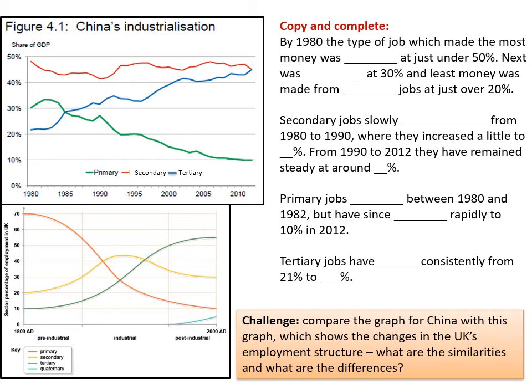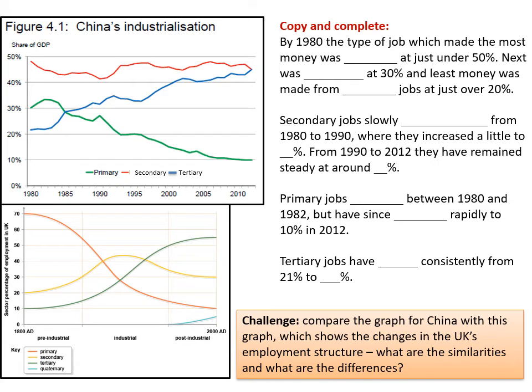Okay, so a little challenge as well. You should have completed that paragraph. If it's taken you a fairly short amount of time, then have a go at this challenge. If you have taken 15 odd minutes to complete that paragraph, then maybe skip this bit, move on. You can always come back to it later if you have time in this hour. So the challenge, to compare the graph for China, the one you've just been studying, with this new graph, which shows the changes in the UK's employment structure, meaning how the primary, secondary, and tertiary jobs have changed. You'll notice on there, if you look carefully, that there's a 4th category, quaternary.